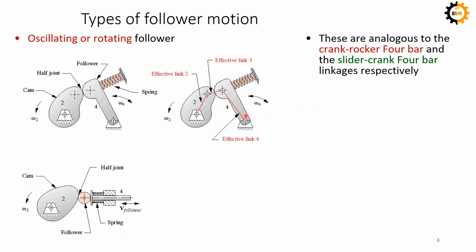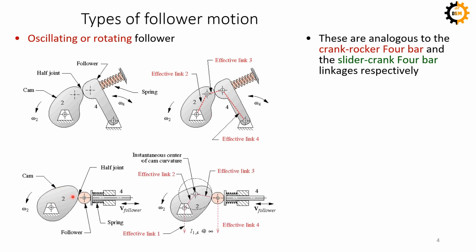So if I clarify it further, this is the effective length for the same mechanism. Length number 2 is the crank. Length number 3 is not shown, but it is drawn from the center of these curves. So this is effective length 3, and length 4 is from this point to O4. So this is the replica of a four-bar mechanism.